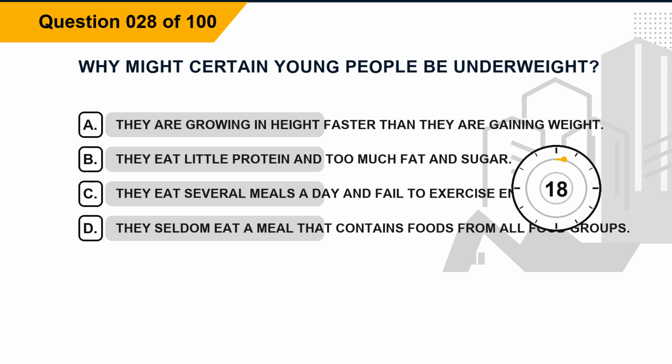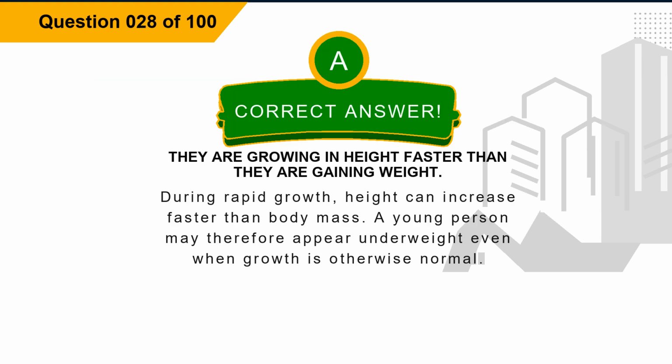Question 28. Why might certain young people be underweight? Option A, they are growing in height faster than they are gaining weight. Option B, they eat little protein and too much fat and sugar. Option C, they eat several meals a day and fail to exercise enough. Option D, they seldom eat a meal that contains foods from all food groups. The correct answer is option A, they are growing in height faster than they are gaining weight. Explanation. During rapid growth, height can increase faster than body mass. A young person may therefore appear underweight even when growth is otherwise normal.